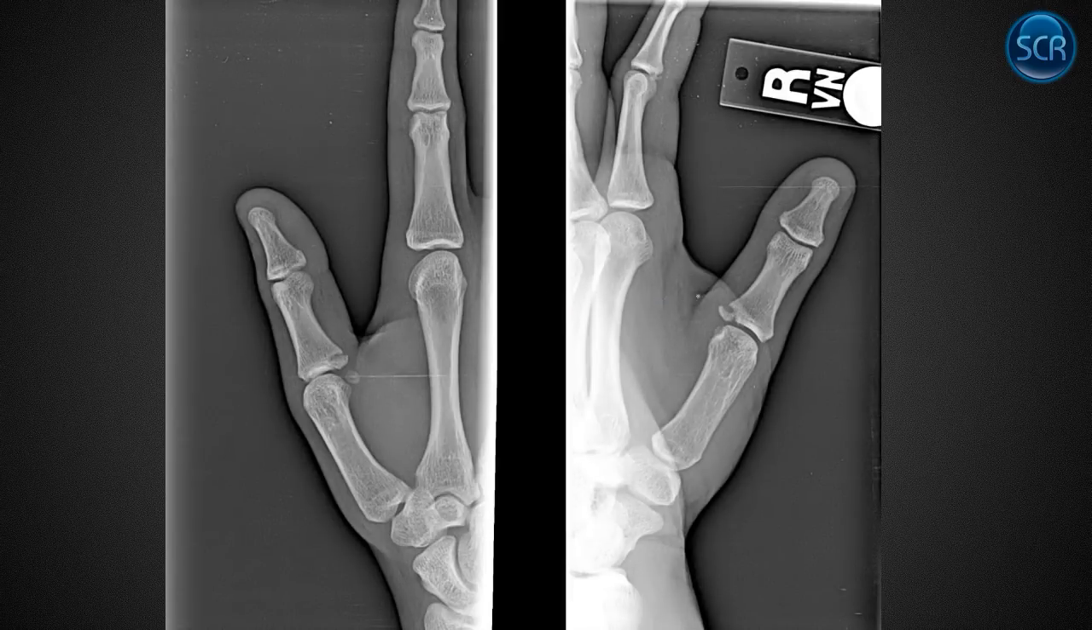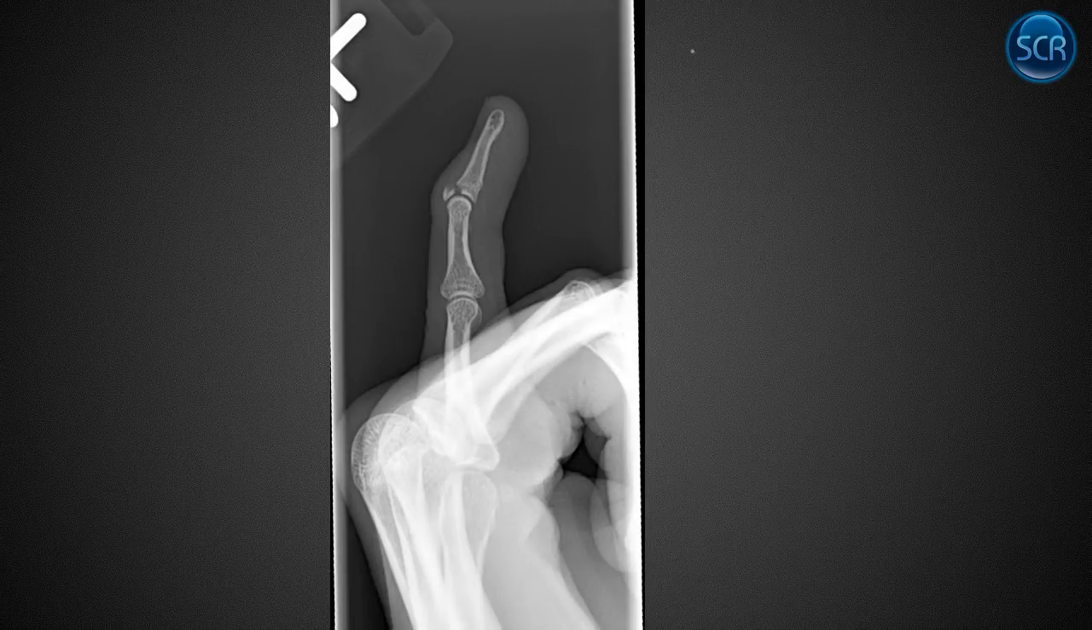Here's another example of gamekeeper's thumb. See these all the time. So again, they've avulsed off their ulnar collateral ligament. Other name is skier's thumb. I don't think they're going to test you on Stener lesion. That's something else. If you have spare mental energy, you can look up.